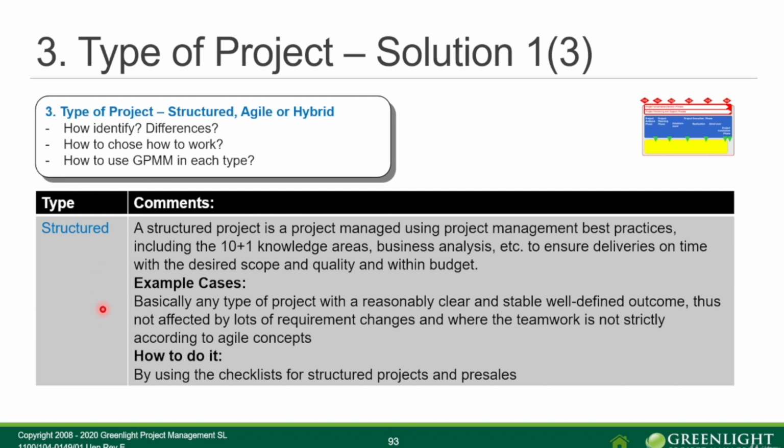So basically any type of project where it's reasonably clear and stable and well-defined outcome and scope for the project. Of course there can be changes, we will handle it then with change requests and so, but the scope is fairly stable, so we know more or less what we are going to do. And there are lots of projects that are like this. A lot of people talk about agile, but we don't need to follow these agile ways of working that much because the scope is quite fixed and quite well known.